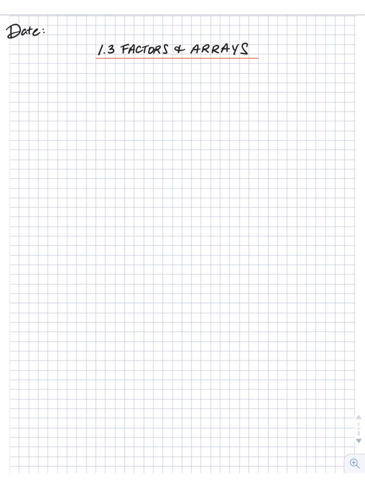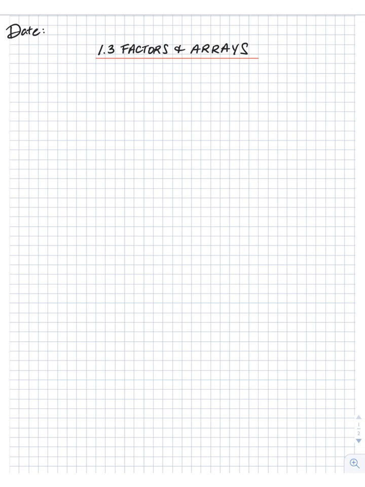This is lesson 1.3 on factors and arrays. Before watching the video, please make sure that you have a graph sheet of paper in front of you, a straight edge or a ruler, a pencil, and some different colored pens or highlighters. If you need to pause the recording to retrieve those items, please do that now. Now I'm going to continue on if you're ready to continue.